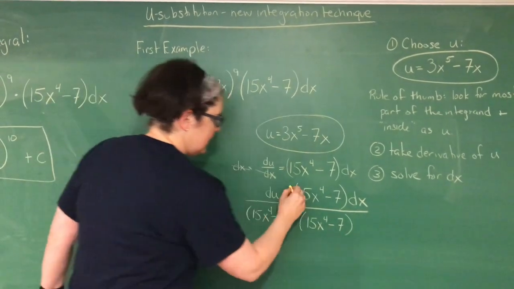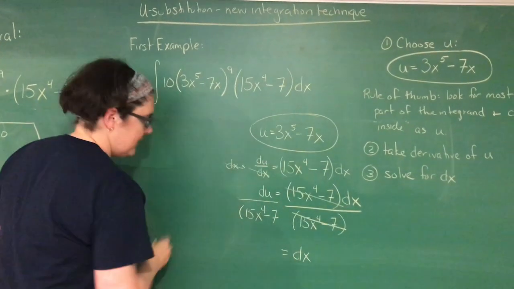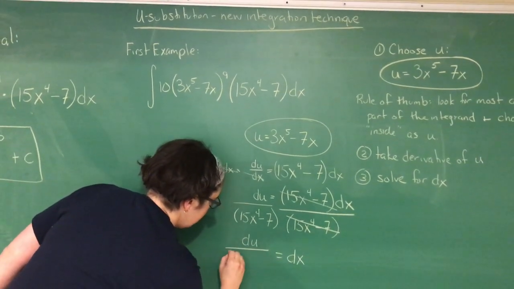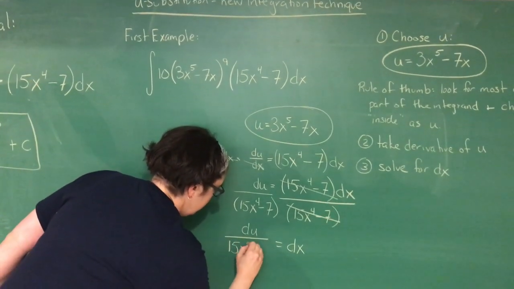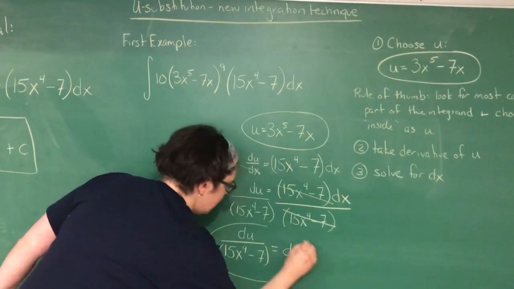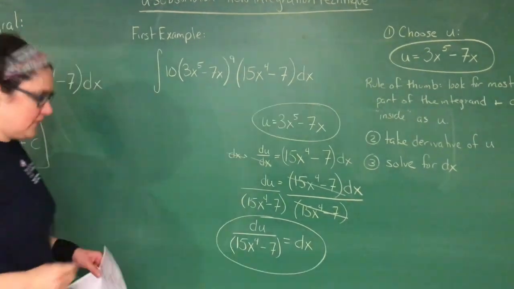All right, that leaves me with, on the right side, dx, and on the left side, I'm left with du over 15x to the 4th minus 7. So I have now solved this equation for dx. Okay, so that is step 3.